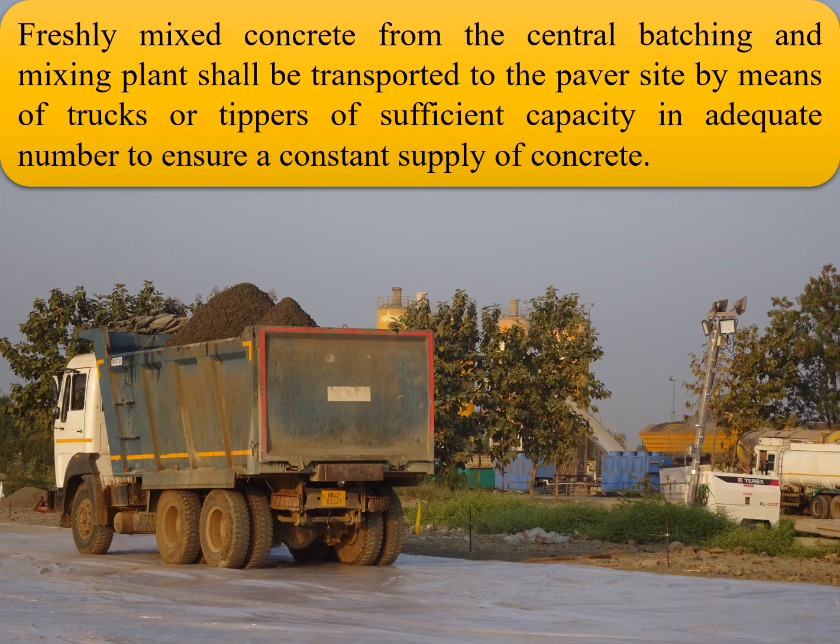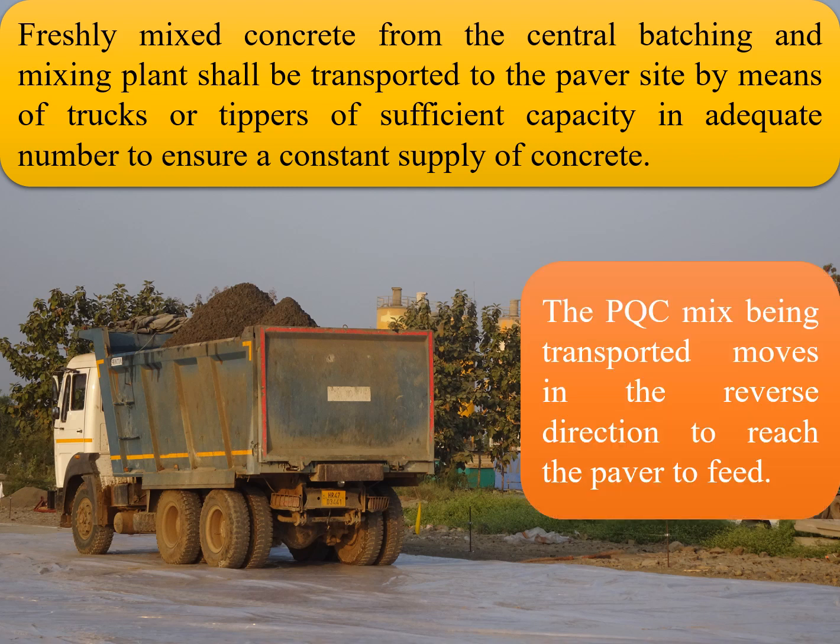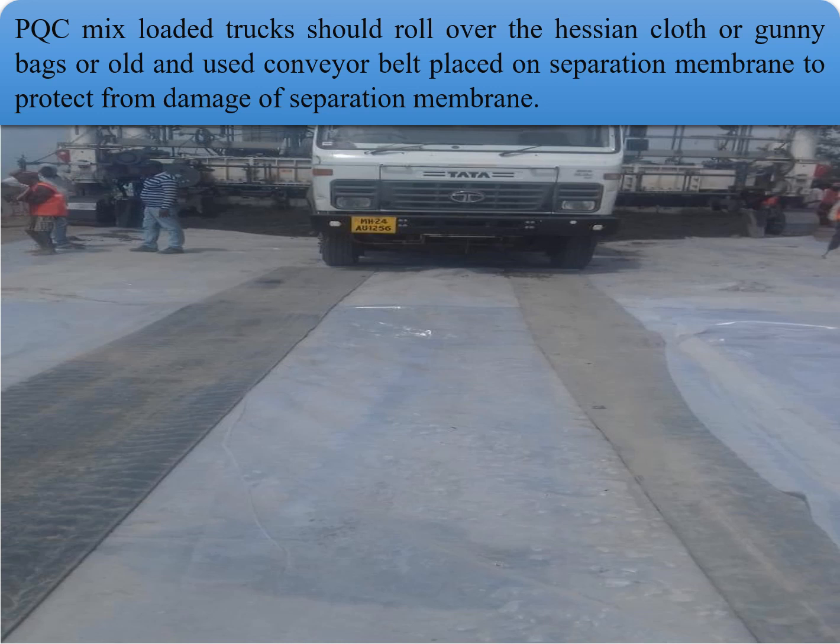Freshly mixed concrete from the central batching plant and mixing plant shall be transported to the paver side by means of trucks or tippers of sufficient capacity in adequate numbers to ensure a constant supply of concrete. The PQC mix transported moves in the reverse direction to reach the paver to feed. PQC mix loaded trucks should roll over Hessian cloth, gunny bags or old and used conveyor belts placed on the separation membrane to protect it from damage due to the movement of the vehicles or application of brakes by the vehicle.